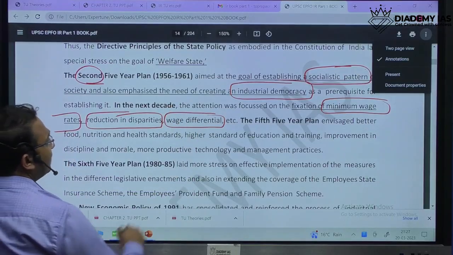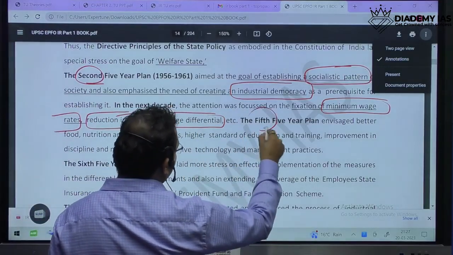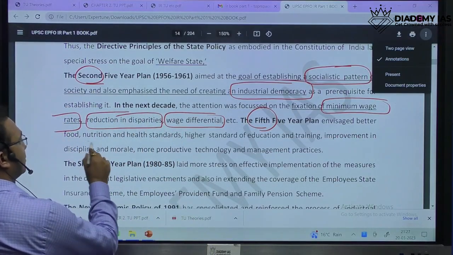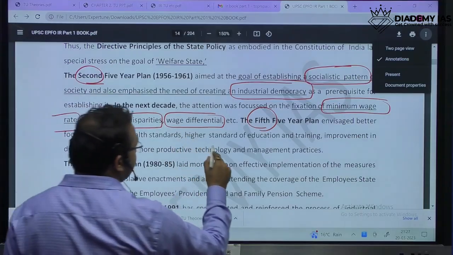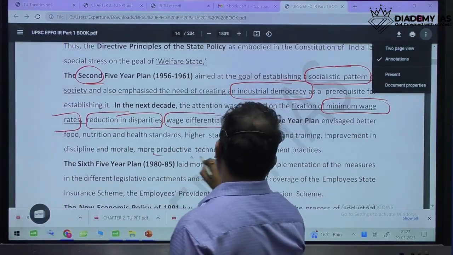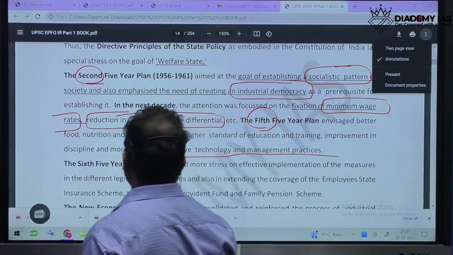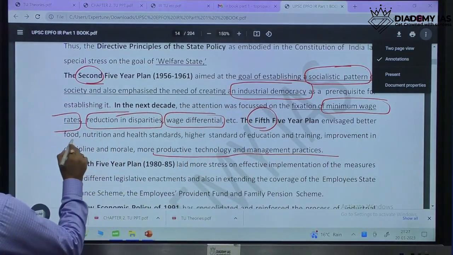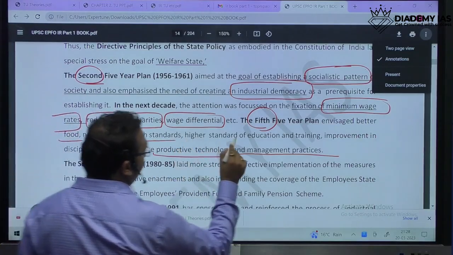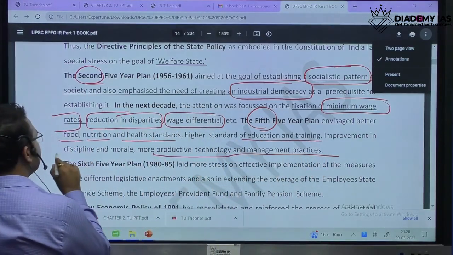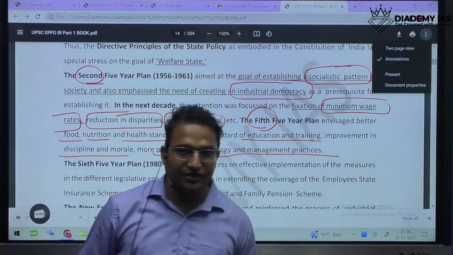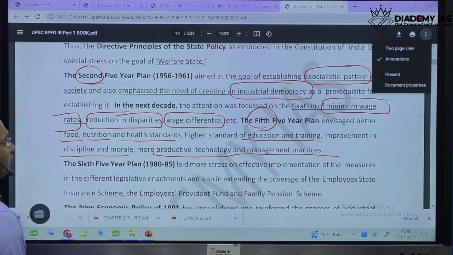Okay. After this came the fifth 5-year plan. The fifth 5-year plan focused on better food, nutrition, health standard, higher standard of training and education, improvement in discipline and morale, and more productive technology and management practices. So that means we should provide food, nutrition, health standard, higher standard of education and training, improvement in discipline and morale, and more productive technology and management practices. So these were the focus of the fifth 5-year plan.